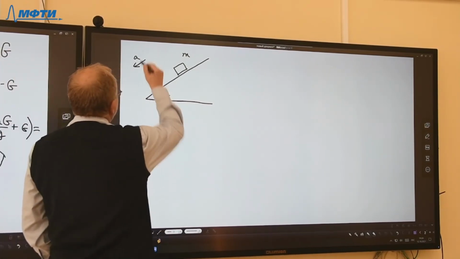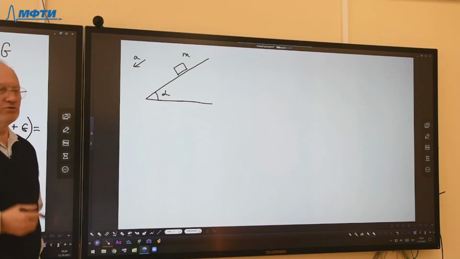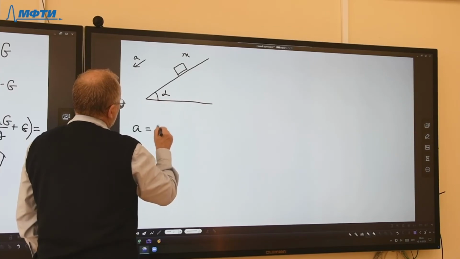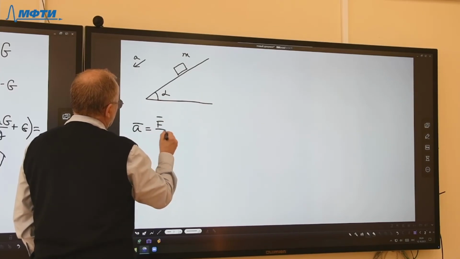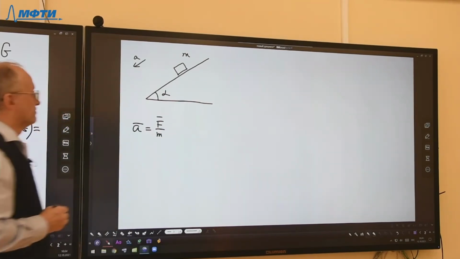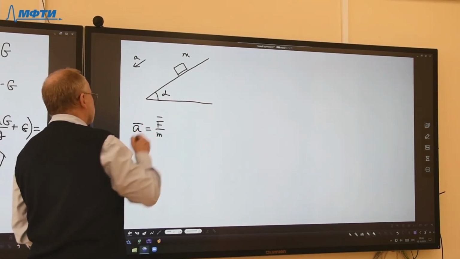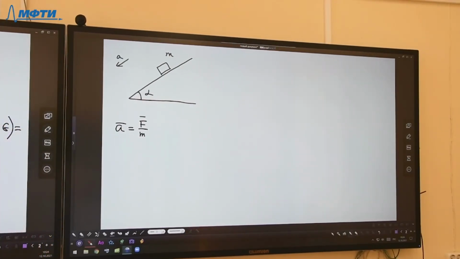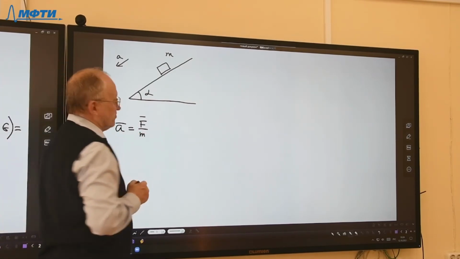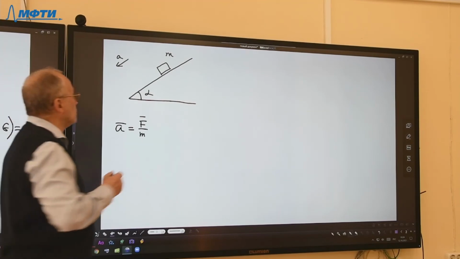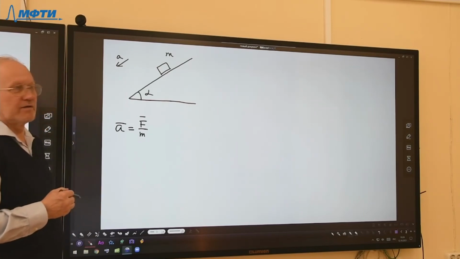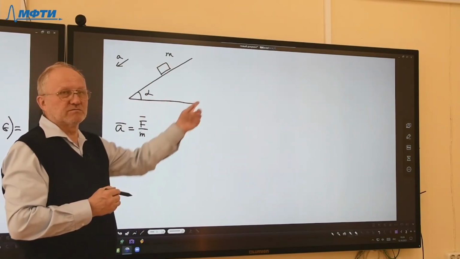So, in order to find acceleration, we have to use the second Newton's law again and again. Acceleration is proportional to the net force and inversely proportional to the mass of the body. So, in order to find acceleration, we have to find the net force, which is the vector sum of all forces acting on this body. In order to find forces, we have to consider all the interactions between this body and outside world.